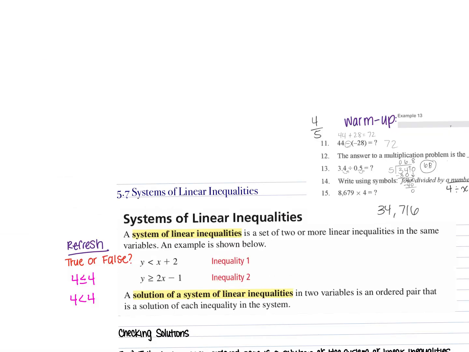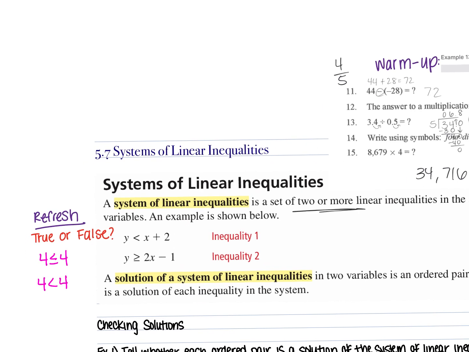Today we're talking about systems of linear inequalities. Okay, remember what systems of equations were? They just meant that there were two or more equations, right? So when we're talking about inequalities, it just means two or more linear inequalities, okay?